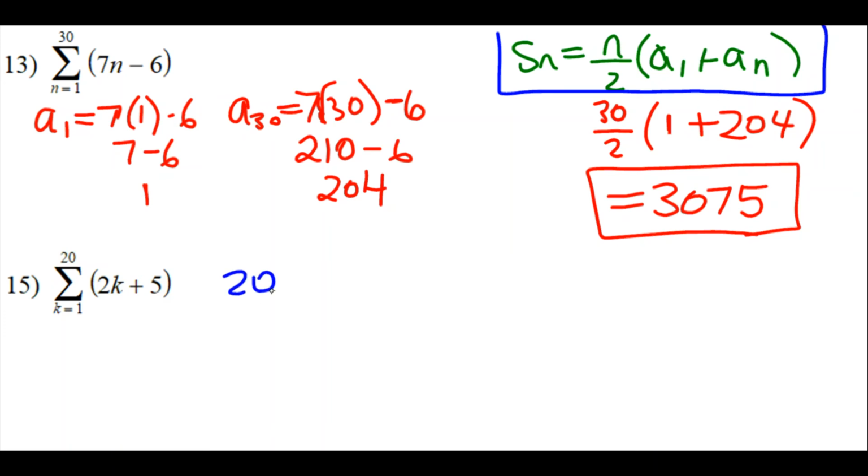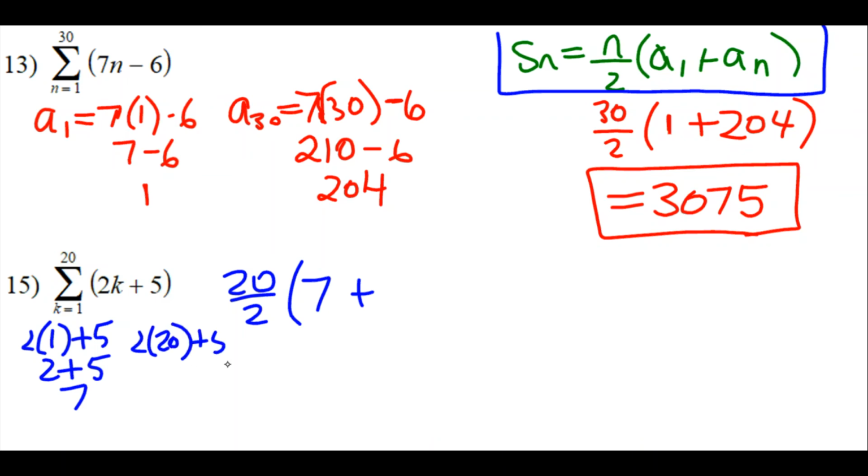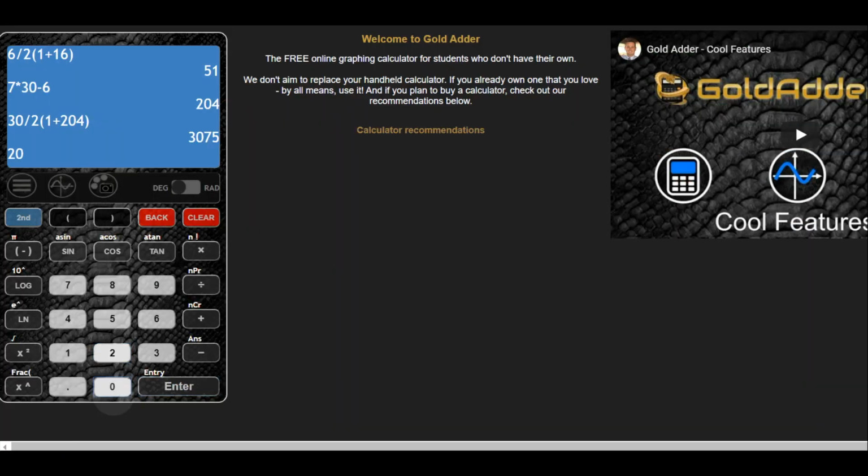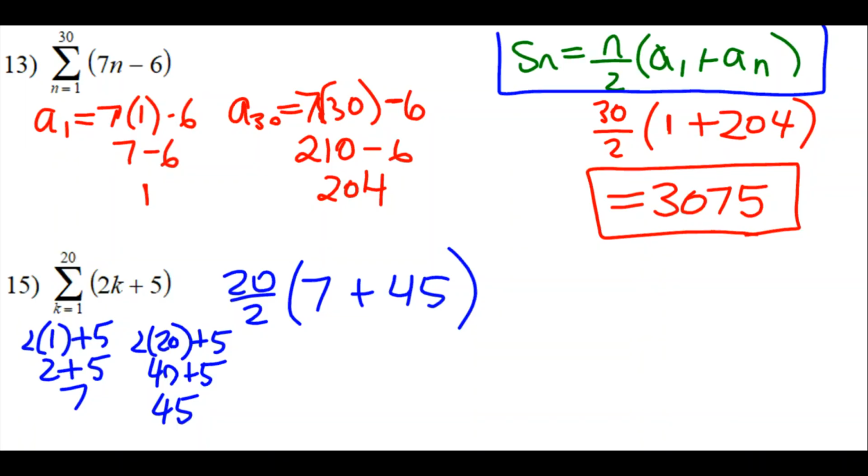So we can see that n is 20, and then we need that first term, so plug in 1. 2 times 1 plus 5, that's 2 plus 5 is 7. And then we need the last term, so plug in 20. 2 times 20 plus 5, that's 40 plus 5 is 45. And then evaluate that formula. 20 over 2, 7 plus 45. It's 520. So that sum is 520.